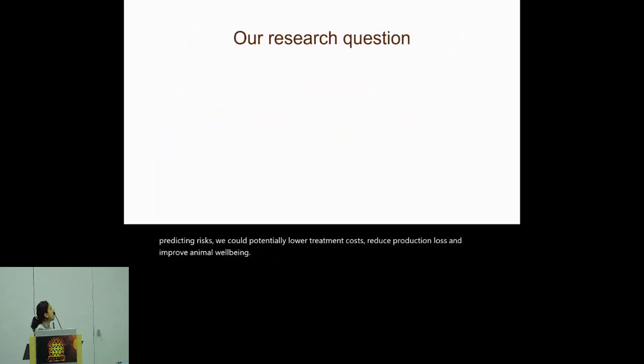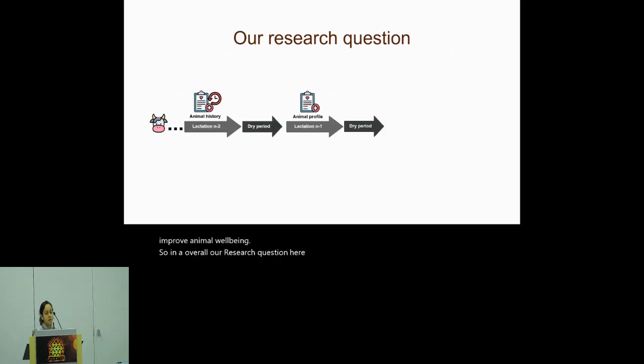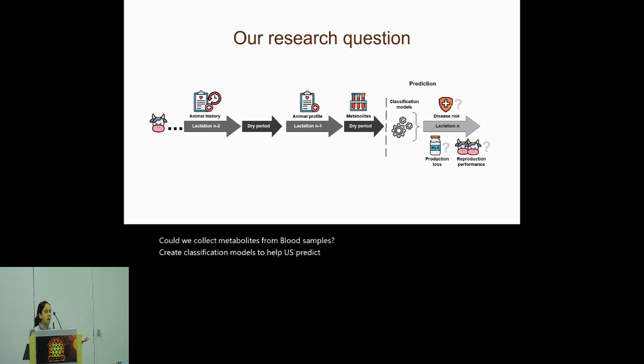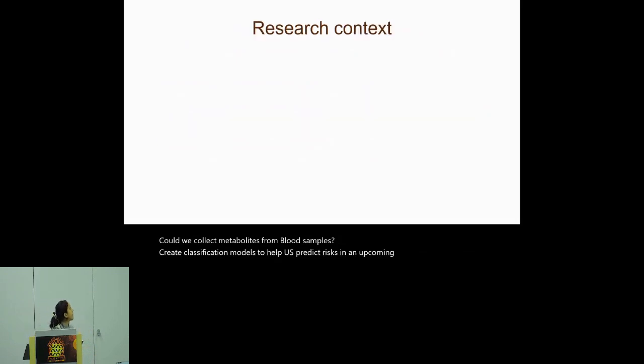So overall, our research question here is, given the current animal profile and its history, could we collect metabolites from blood samples and create classification models to help us predict risks in an upcoming lactation?